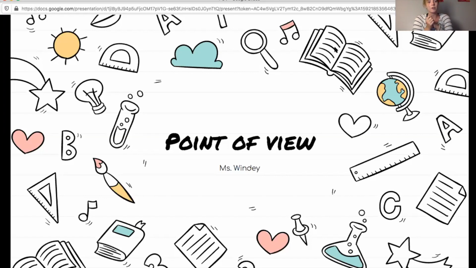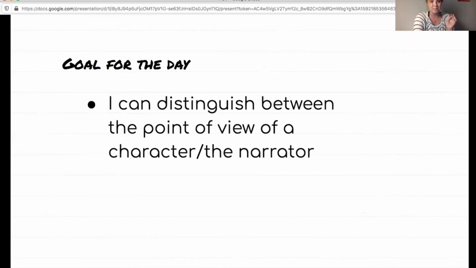So that being said, we are going to go ahead and get into our lesson today, which is on point of view. Now, I know for quite a few of us, point of view is going to be a review from second grade, which is totally fine. We're going to review a little bit about what point of view is, but for the most part in third grade, we go into point of view a little bit deeper, which I'm going to explain to you guys in a bit. So our goal for the day, or our I can statement, is I can distinguish, or tell apart, between the point of view of a character and the narrator. I'm going to go into that in a little bit more detail in a second.